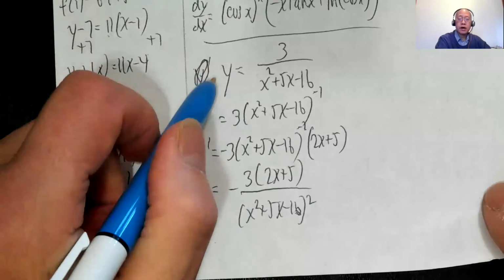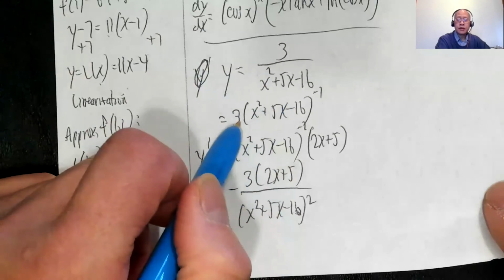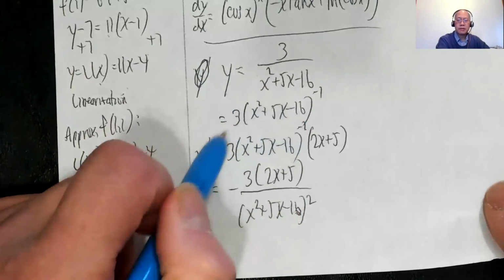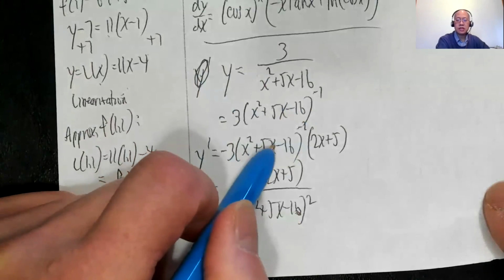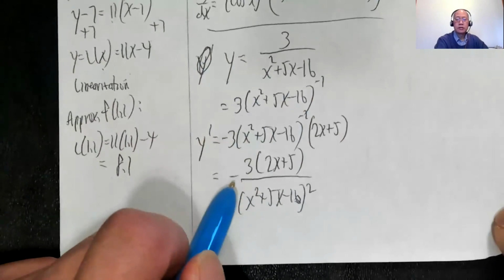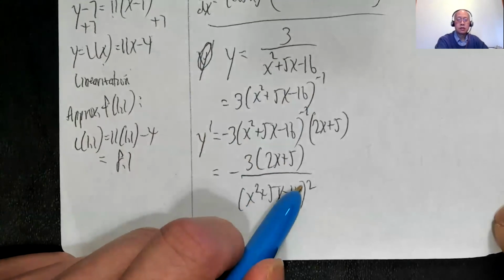Okay, one other one, y equals 3 over x squared plus 5x minus 16. Find the derivative. Think of it as 3 times x squared plus 5x minus 16 to the negative 1. So y prime is negative 3, x squared plus 5x minus 16 to the negative 2 times the derivative of the inside, 2x plus 5. So negative 3 times 2x plus 5 all over x squared plus 5x minus 16 squared. So these are some problems for review for chapter 3.